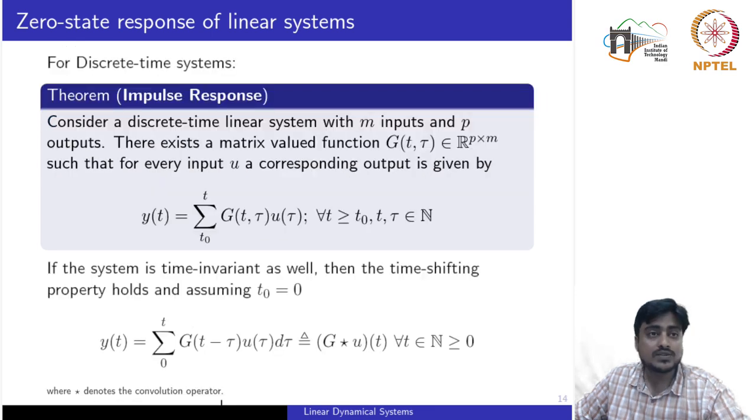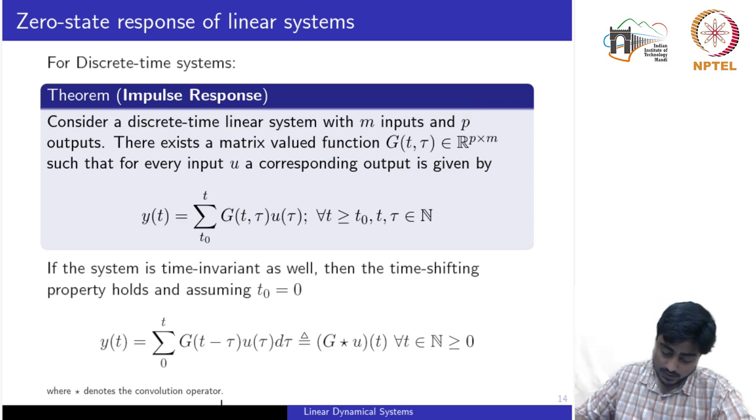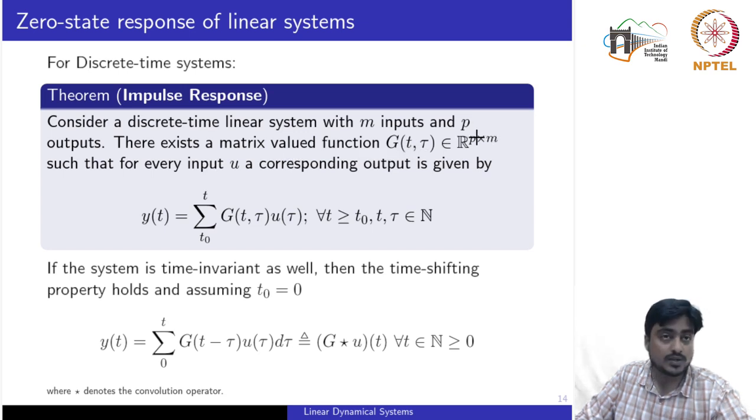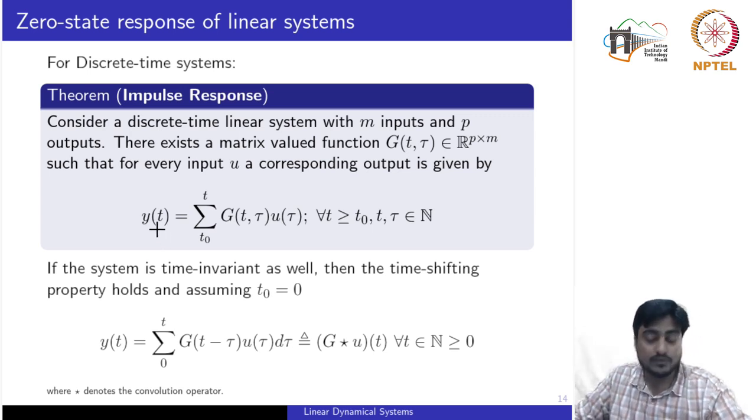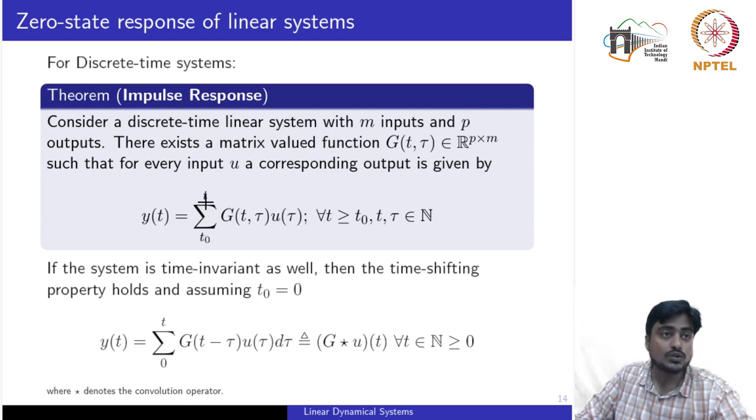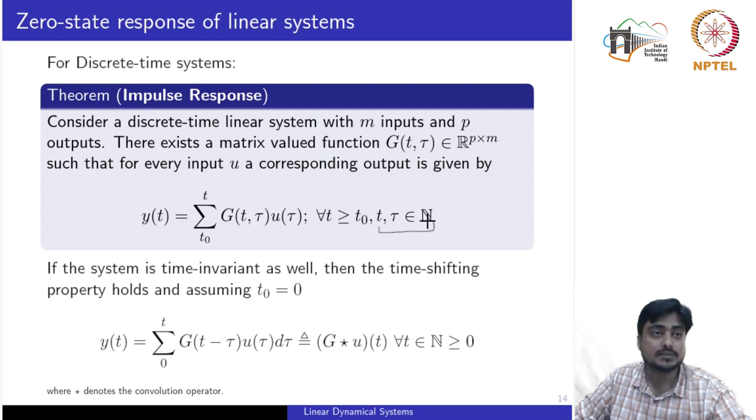Now going towards the discrete time system, a similar theorem applies. Consider a dynamic discrete time linear system with m inputs and p outputs. There exists a matrix valued function G(t, tau) having the dimension p cross m, such that for every input u, a corresponding output is given by y of t. Since we are dealing with the discrete time system, we have the summation from t0 to capital T, and both t and tau are integers.